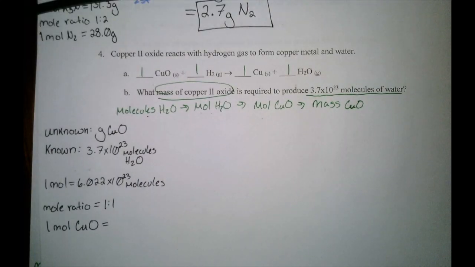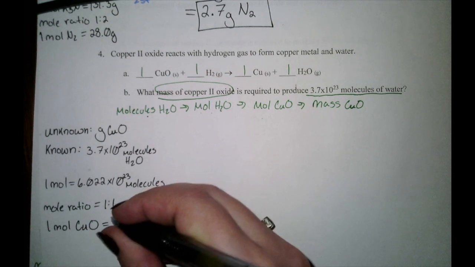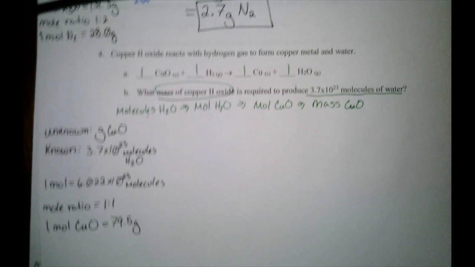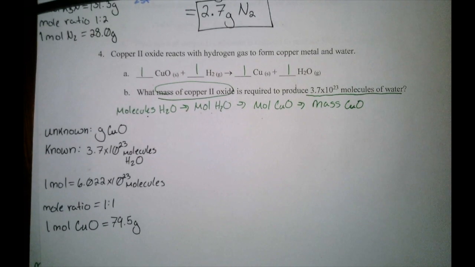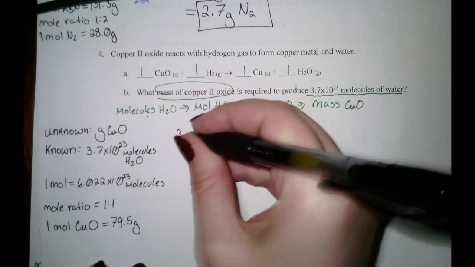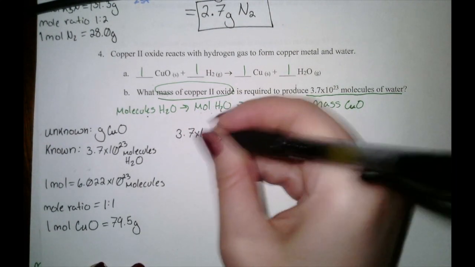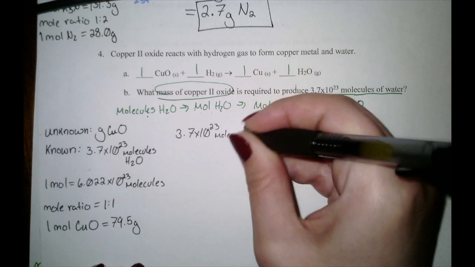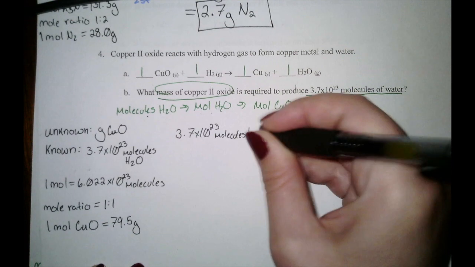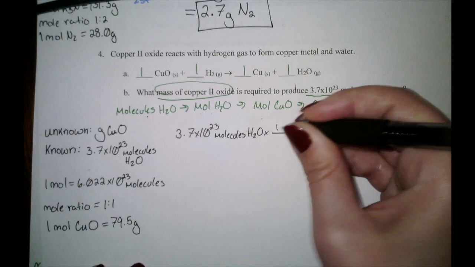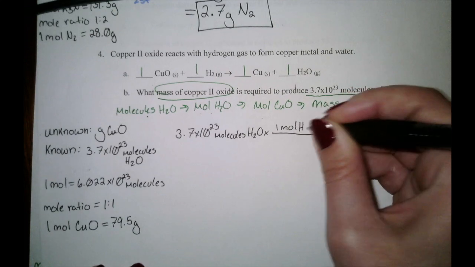So that gives us 1 mole of copper 2 oxide has a mass of 79.5 grams. Now that we know all of our conversion factors, now we can set up the calculation. Starting with our first known, 3.7 times 10 to the 23rd molecules of water. We're going to use Avogadro's number to convert that to moles first.